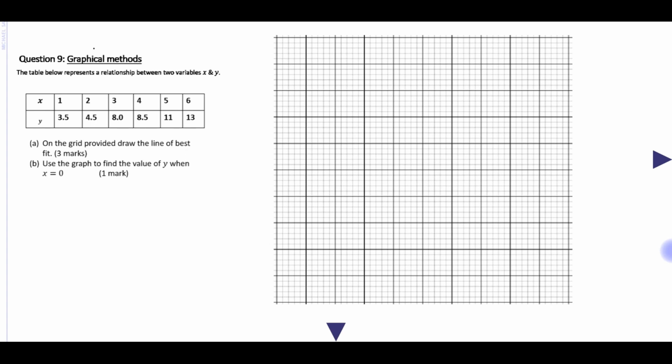So question 9 comes from the topic of graphical methods. The table below represents a relationship between two variables, x and y. We've been given the table and the values of x and y. In part A, on the grid provided, this is the grid we have been provided with, we are required to draw the line of best fit. And then in part B, we use the graph to find the value of y when x is equal to 0.